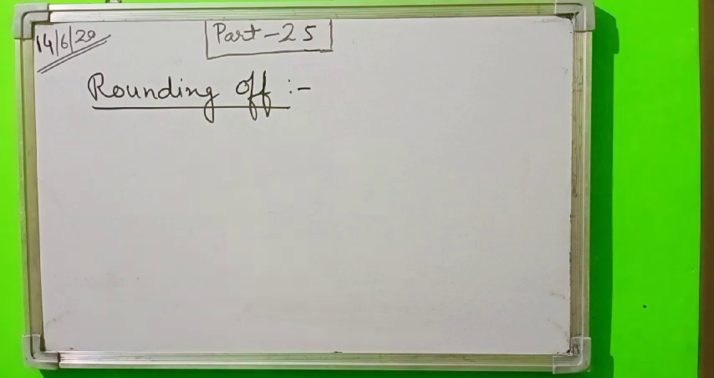So, this is the 25th part of the second unit, that is units and measurement, and we are dealing with the topic of rounding off. In the previous video, we had discussed significant figures, the rules regarding the determination of significant figures in the measurement of a physical quantity, and the meaning of significant figures. All these things we had discussed in that video. Now today, something related to significant figures, that is rounding off.